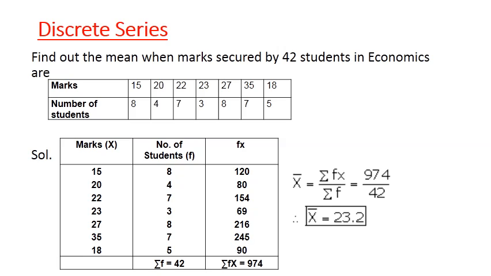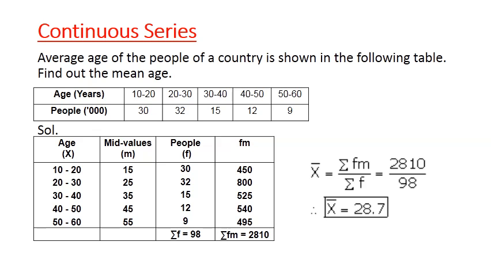X bar here is summation of fx divided by summation of f, or n we can say, which is 42. So it is 974 divided by 42, that is 23.2. This is how you can calculate mean in case of discrete series. Now look at the continuous series.